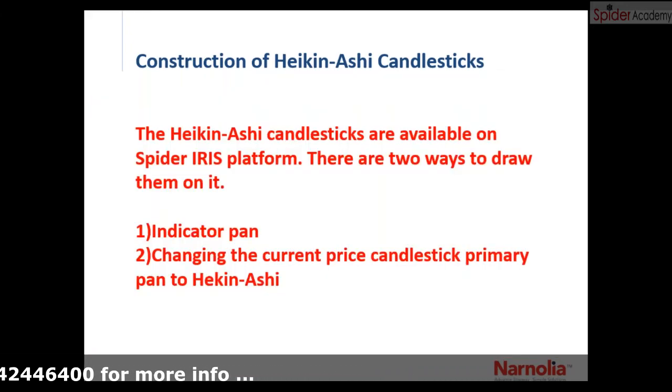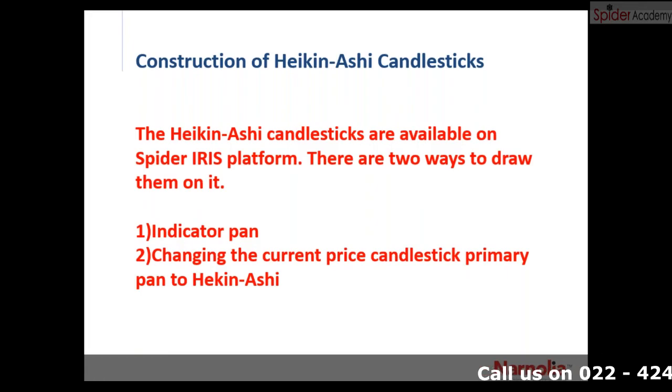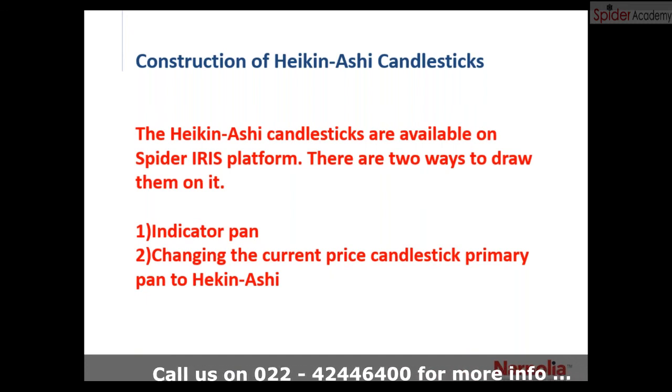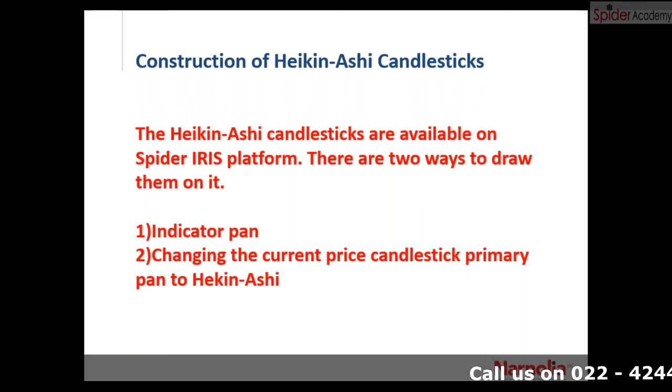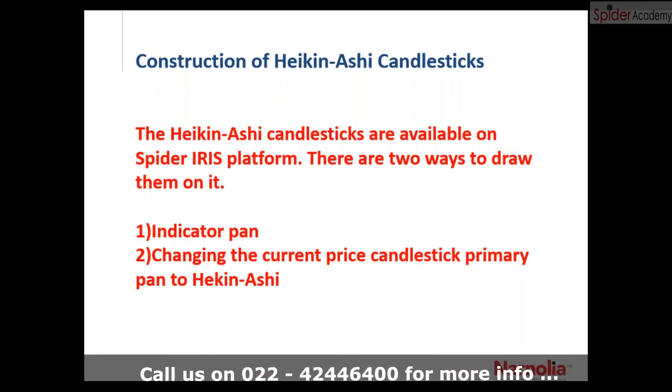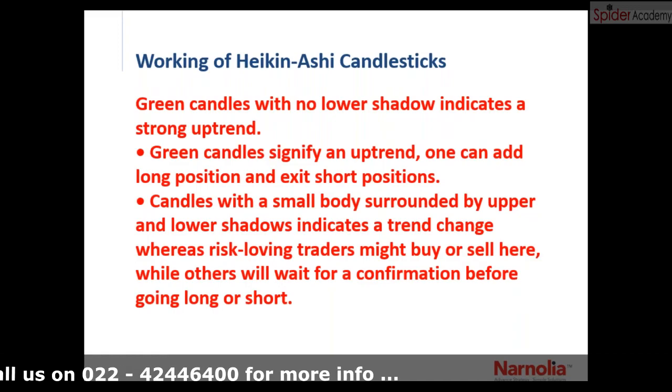So how do we see this entire Heikin-Ashi candlestick pattern in the software, which is Spider Iris software, which you all are using? There are two ways. You can put the Heikin-Ashi candlestick pattern in as an indicator, or you can change the current price candlestick primary pane itself into Heikin-Ashi. So there are two ways you can use Iris, which is our current software, which all of us are using, right? The next, we'll go ahead.